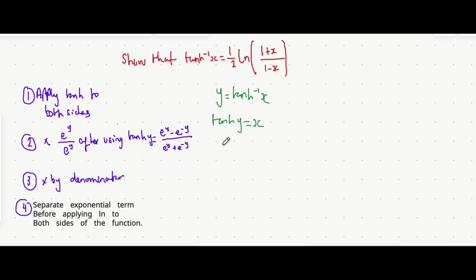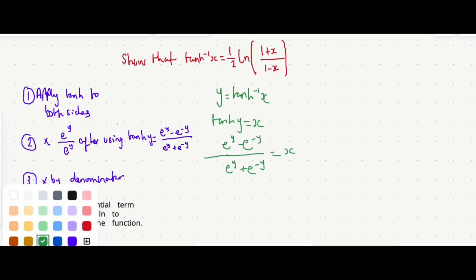We can replace tanh x of y, the left-hand side, with e to the y minus e to the minus y, all over e to the y plus e to the minus y. Now, after making that equal to x, the right-hand side, we're going to multiply by e to the y over e to the y. But we actually don't do that to both sides of the expression. We only do that to the exponential side of the expression.